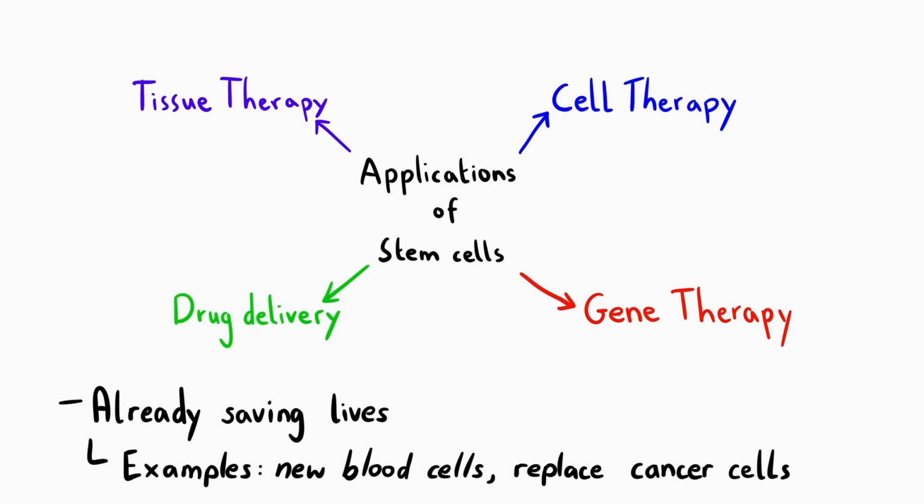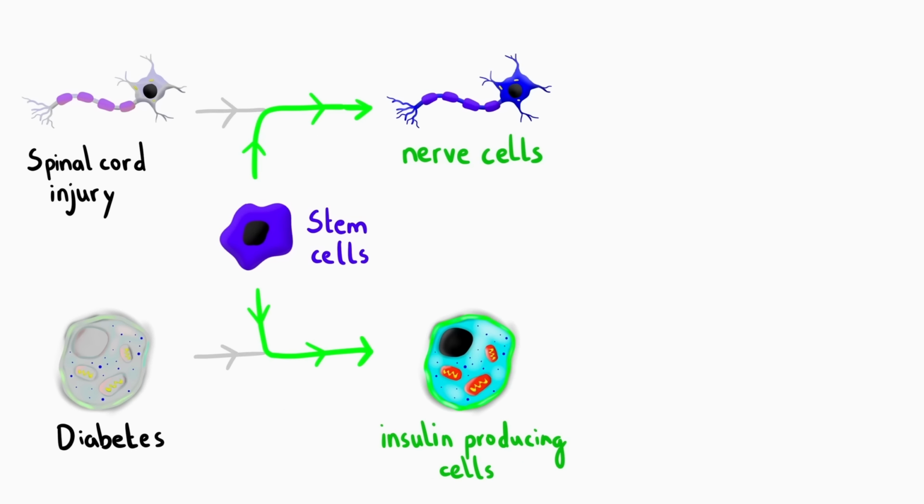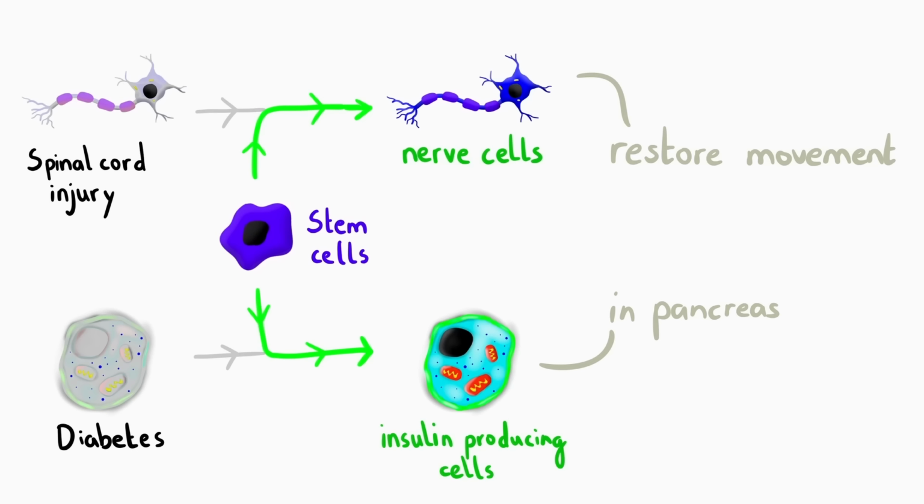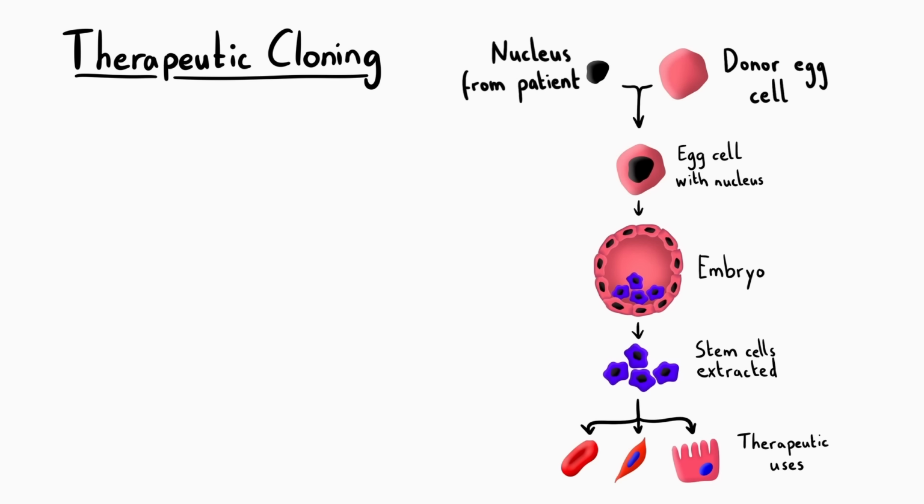For example, bone marrow transplants use stem cells to replace faulty blood cells in patients. Embryonic stem cells could also potentially be used to replace damaged or dysfunctional cells in many conditions. They could create new insulin producing cells for people with diabetes, or they might generate new nerve cells for people with spinal cord injuries.